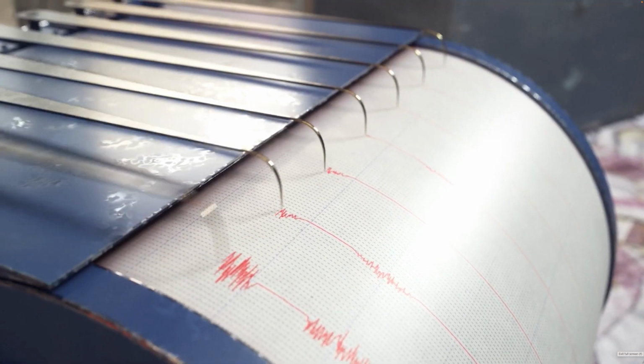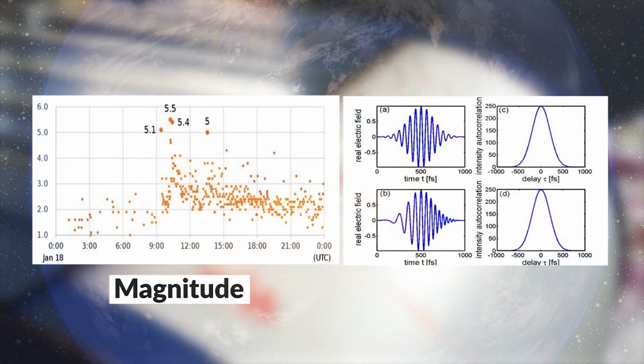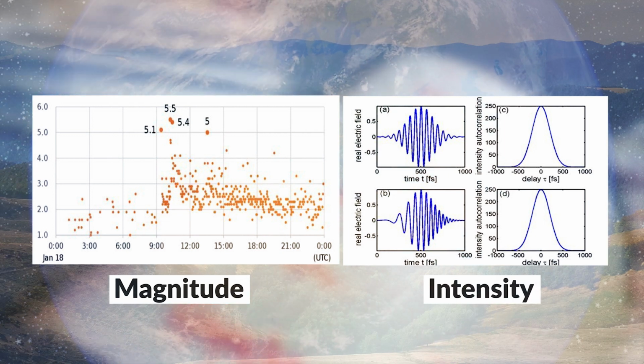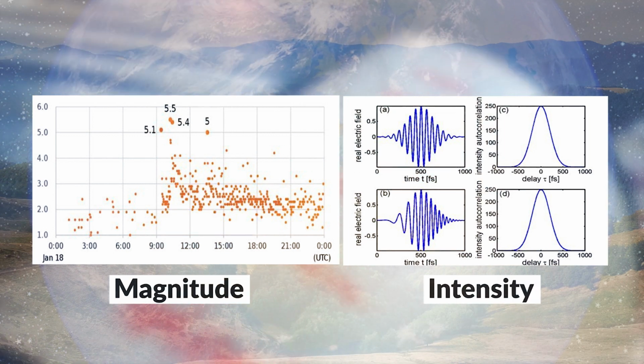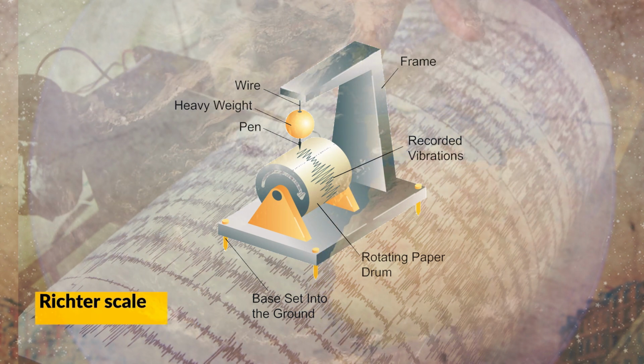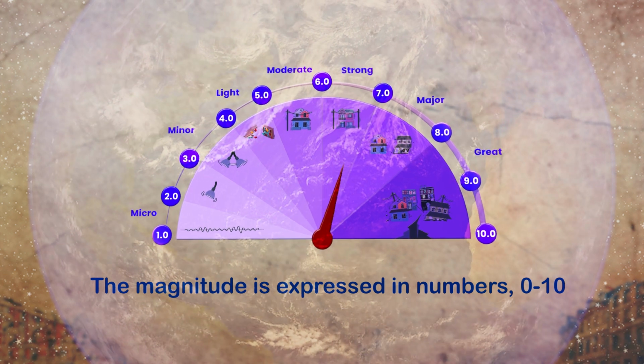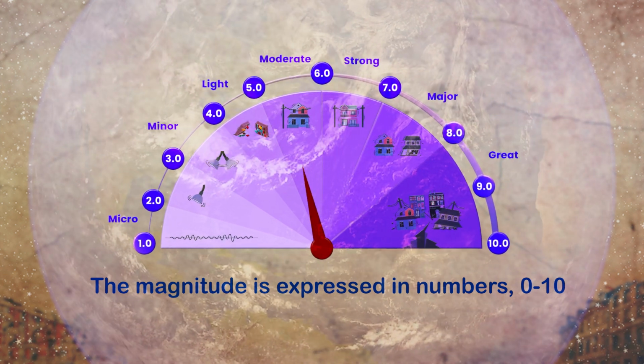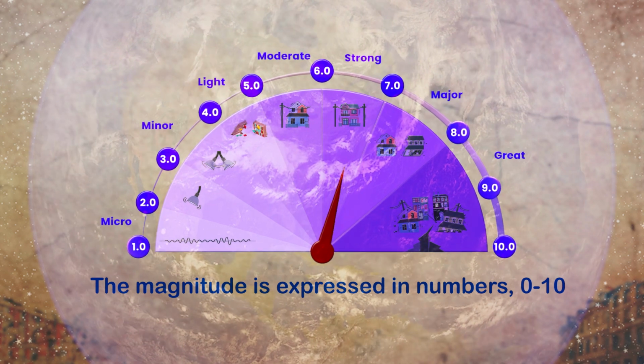While the seismograph records the earthquake activity, the magnitude or intensity of earthquake is recorded in another manner. The earthquake events are scaled either according to the magnitude or intensity of the shock. The magnitude scale is known as the Richter scale. You must be wondering, what is meant by magnitude? The magnitude relates to the energy released during the quake. The magnitude is expressed in numbers 0 to 10.